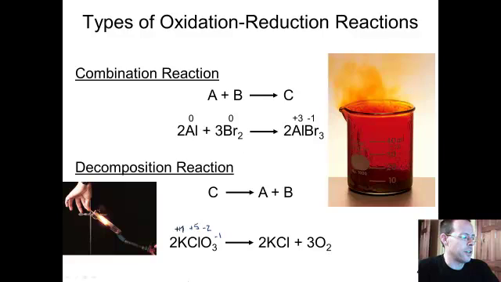I think that these are actually on the PowerPoint, so +1, +5, -2. And then on the other side, potassium is a +1, chlorine is a -1, and oxygen is a 0. So again, we can see that nothing is happening to potassium. It starts as a +1, it ends as a +1. However, chlorine is going from a +5 to a -1, so it's being reduced, and oxygen is going from a -2 to a 0, so it's being oxidized.